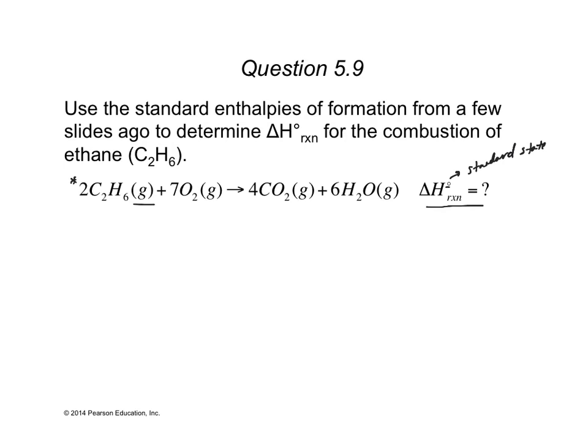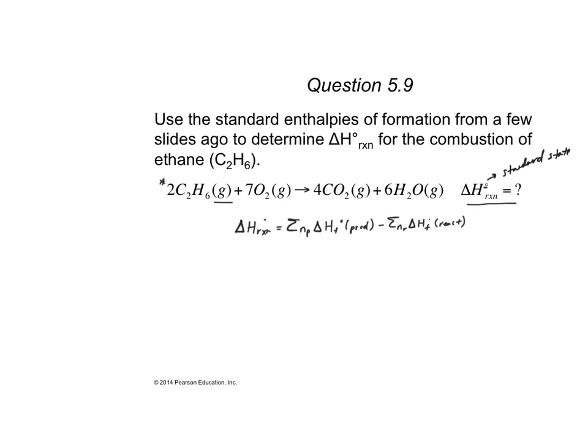So we had developed this little equation that stated that the enthalpy of reaction is equal to the sum of the enthalpies of formation of our products multiplied by their stoichiometric coefficients, minus the sum of the enthalpies of formation of our reactants multiplied by their stoichiometric coefficients. And so then I had also given you these various enthalpies of formation for all of our reactants and products.